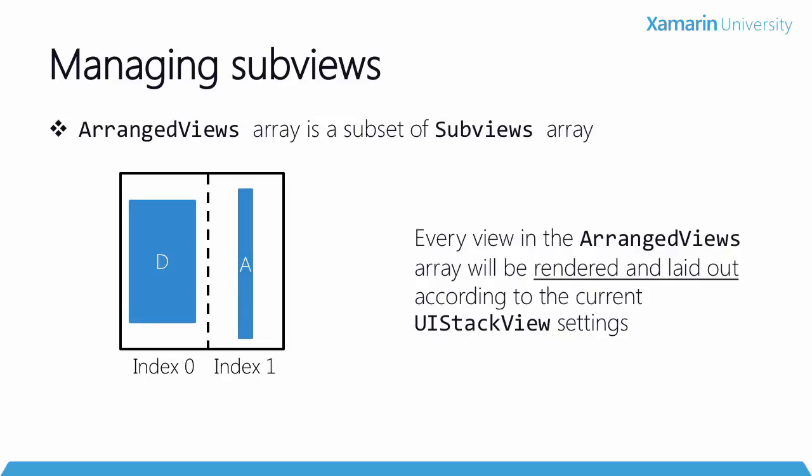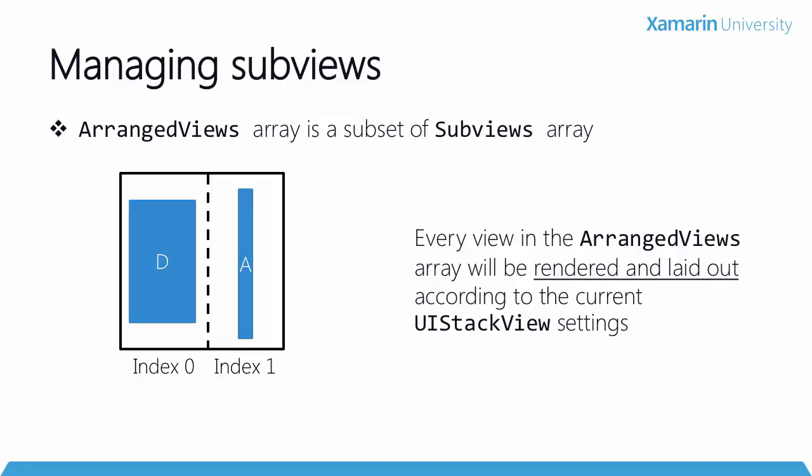However, the UIStackView also maintains an array that's called arranged views. And this array always is a subset of the views that we currently have in the subviews array. Every view that is inside this particular array is going to be positioned and resized automatically. So again, everything in subviews is going to be rendered just like with any other UIView, but everything inside arranged views is going to be rendered and laid out.